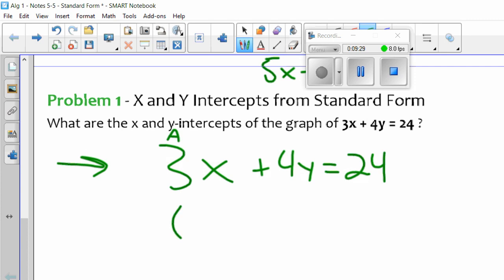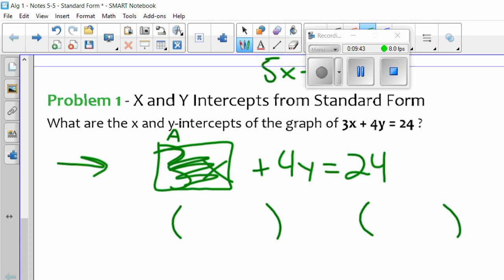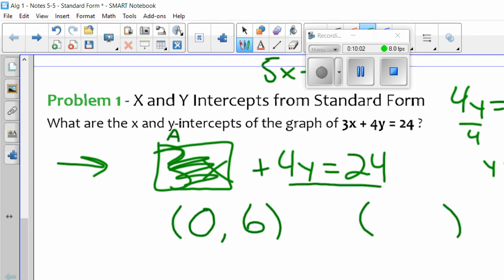So what I'm going to do now is make 2 points. I'm going to make an x-intercept and a y-intercept. And we call this the cover-up method. I'm going to cover up the 3x. When I cover it up, I make the x 0. So now I'm going to solve for y by doing that. So I think I just divide by 4, and I get y is 6. So I'm going to come back here and put a 6 in where y should be.